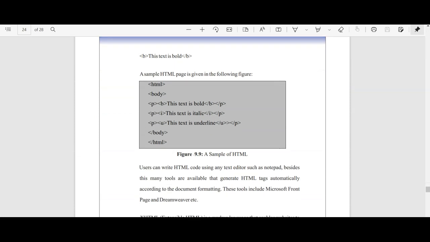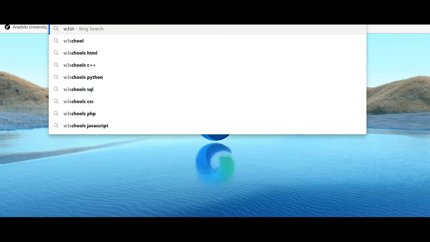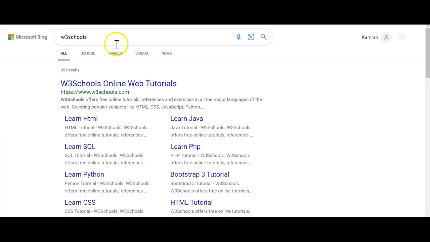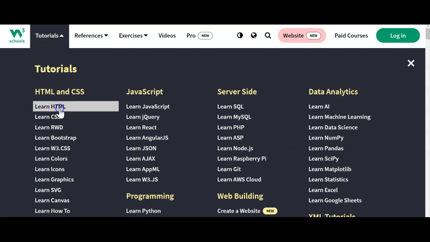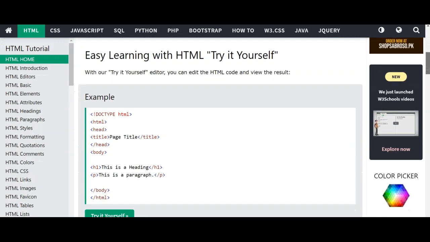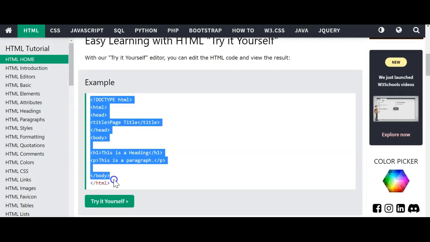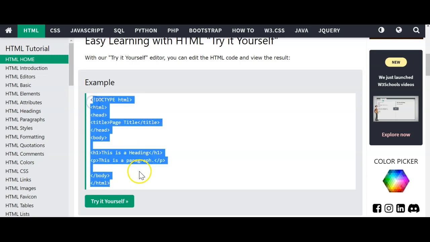This is a sample HTML page. I will recommend you go to W3Schools. If you type W3Schools, it is very good for beginners to understand a lot of languages. If you go to W3Schools and say, okay, I want to learn HTML, it will give you a step-by-step procedure for how to learn. For example, this is a sample code. You can write this code in your Notepad and just save that file with .html.